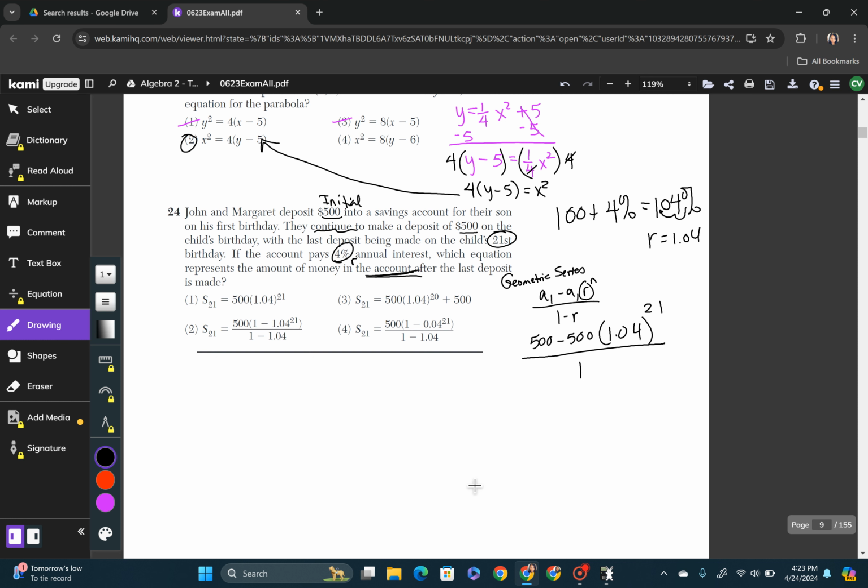Okay, so now I have to look and see which one matches that. So it's not number 1, number 3 is off as well. So it's between these two, but this one doesn't have the 1.04, right? So this is not it. So let's see, why is it this? Because if I multiply this, right, 500, I have that, minus 500 again, times 1.04 to the 21.